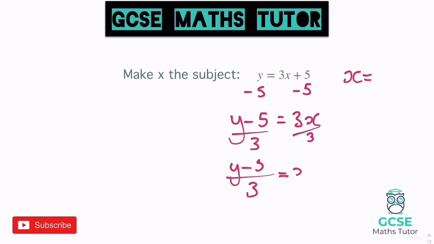3x divided by 3 is just x. We've got x on its own. It doesn't matter that it's on the right hand side. We can rewrite it if we want. We can easily just rewrite x equals y minus 5 over 3, and there's our final answer.